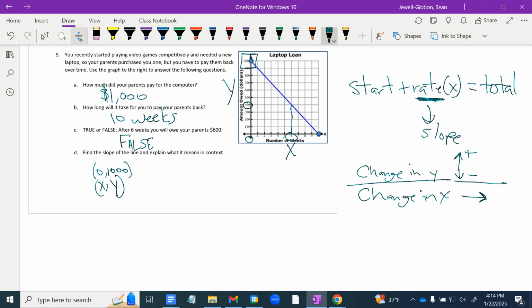The next point I'm going to use, let's go ahead and use this one right here. My x value for this point is 4, right? If I follow this point down, I see that my x-coordinate there is 4. Again, sticking our x value first and then our y value. The y value, or the output value at this point, is 600.